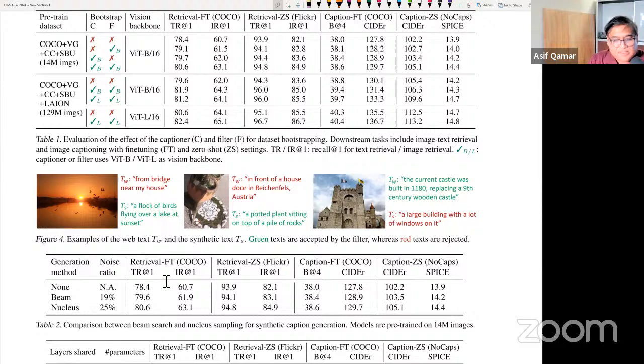But the web caption said, from the bridge near my house. That caption makes sense. Somebody took a picture from a bridge near their house, and it's relevant. But it is not a good description. It's very subjective. It's not a very good description of the image, is it? From a machine learning training purpose.